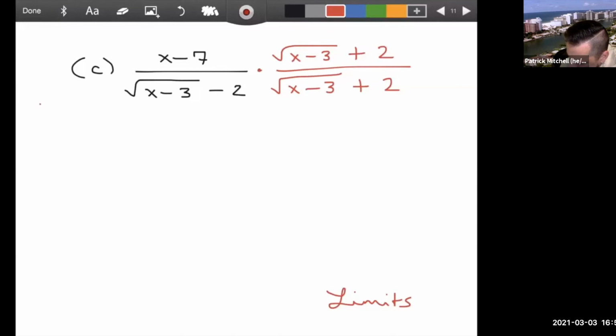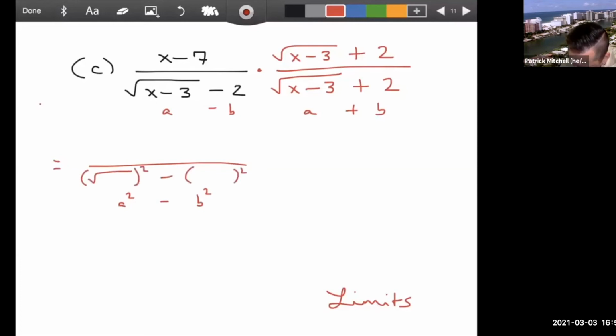All right, so what does that give me? Here's an a minus b. Here's an a plus b. So they're going to come together and give me an a squared minus b squared. So we're going to have a square root of x minus 3, and then we're going to have a 2 over here. Upstairs, I'm just going to leave this as x minus 7 times the square root of x minus 3 add 2.